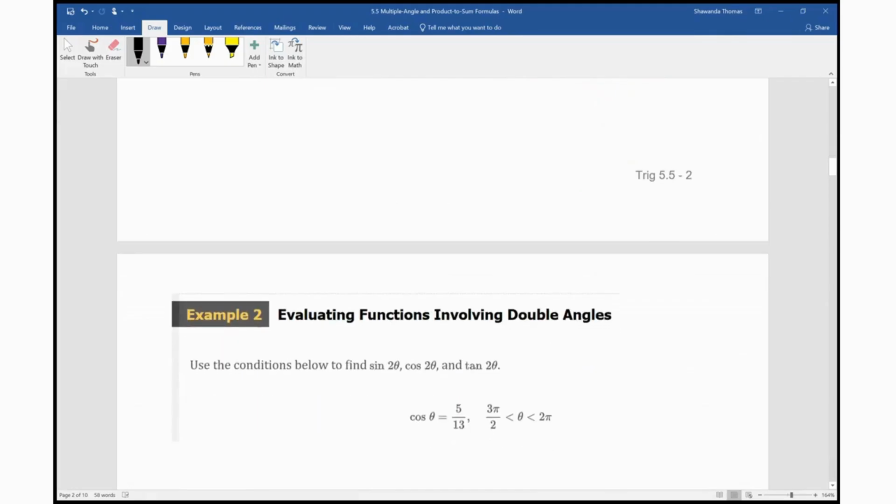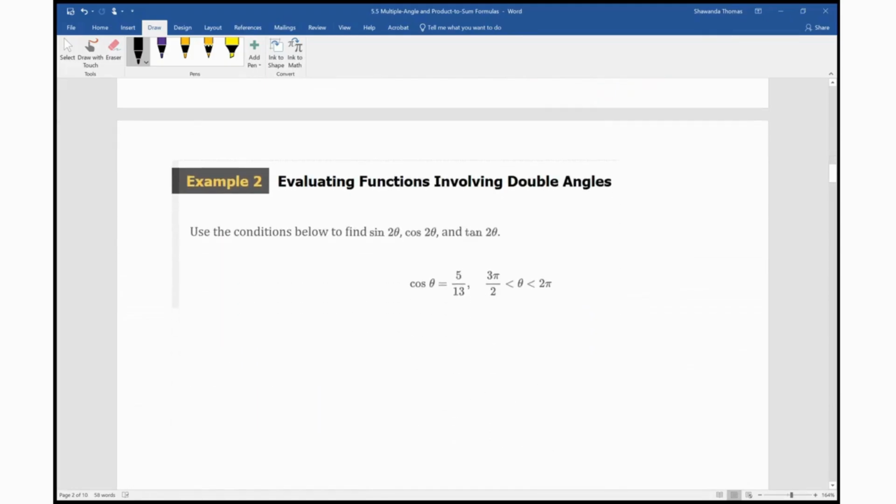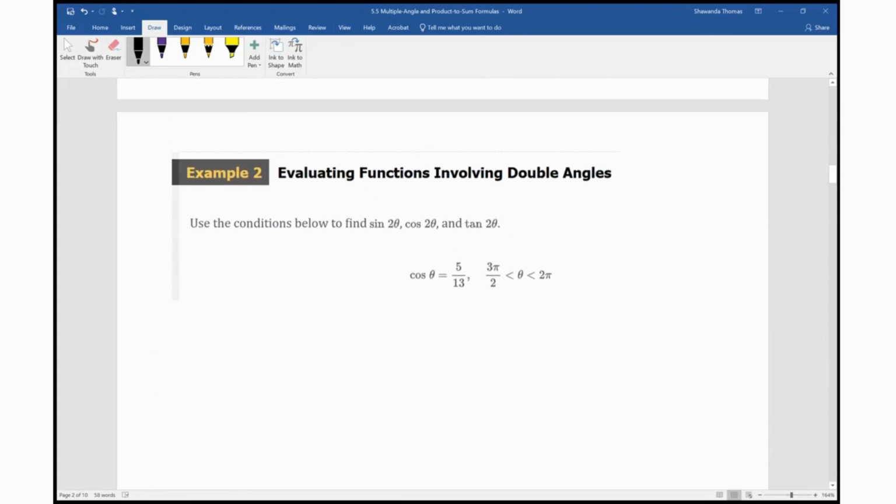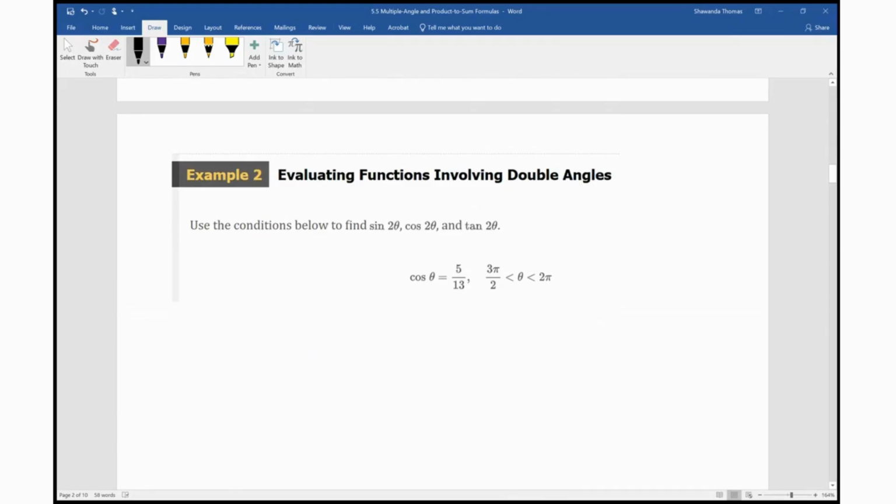This one, use the conditions below to find sine 2 theta, cosine 2 theta, and tan 2 theta. This one shows up a lot, right? Cosine theta equals 5 over 13. Then it tells us what quadrant this information is in. So if y'all draw a coordinate axis right now with your unit circle, which quadrant is this in? From 3 pi over 2 to 2 pi, what quadrant is that? 4. All right.